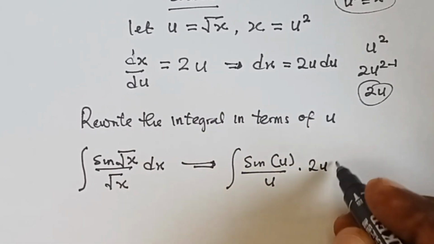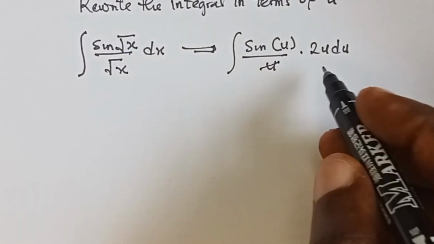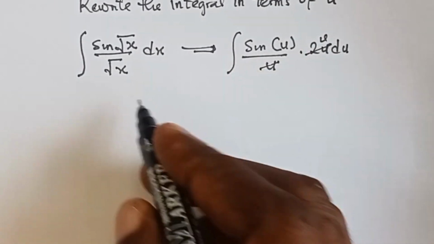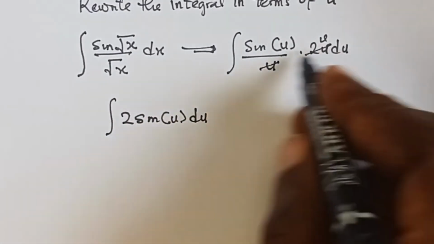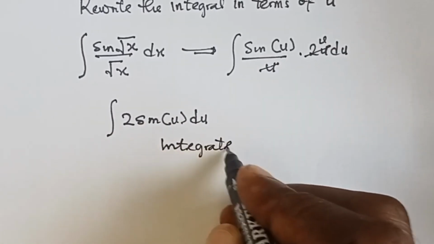So 2u du. All right, from there, we can cancel out one of the u's. We cancel one of the u's here, and we are left with 1. And then by the time we multiply this, we have the integral of 2 sine u du. So from here now we can integrate.